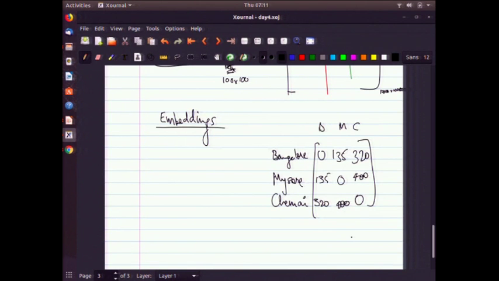Now the question is, suppose somebody gives you this data, the distances, and they ask you, give me vectors for Bangalore, Mysore, and Chennai. That is equivalent to asking what are the coordinates of these cities on a map. How would you come up with that? How would you solve this problem?